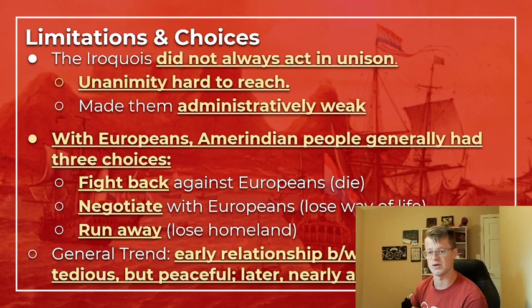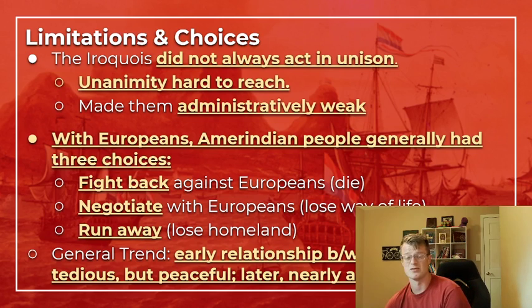Now that we understand the basics, the first thing is that the Iroquois didn't always act in unison. We mentioned that. And again, getting a unanimous decision on anything is really hard. Even today, try to get all your friends to agree to go to one place. It's really difficult. And so that does, in a way, make them administratively weak, because again, getting everybody to get along is hard.